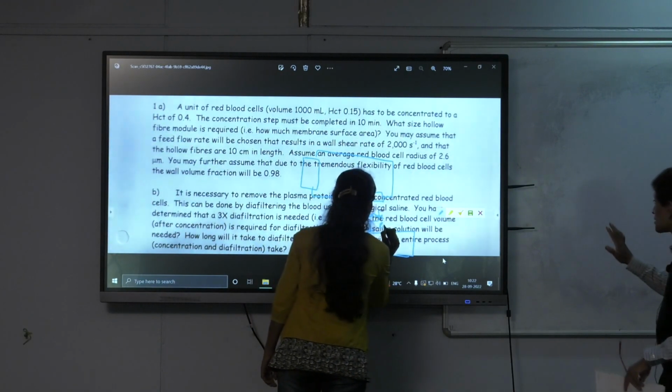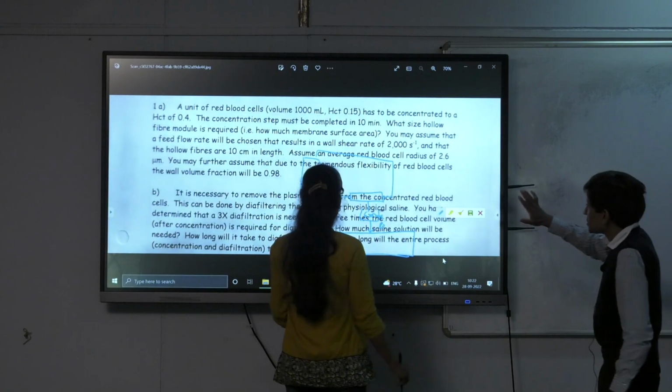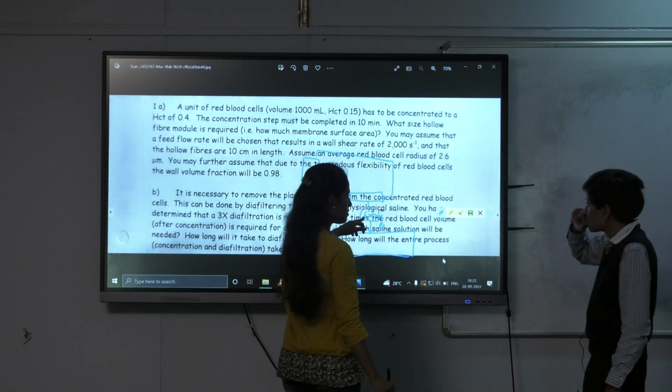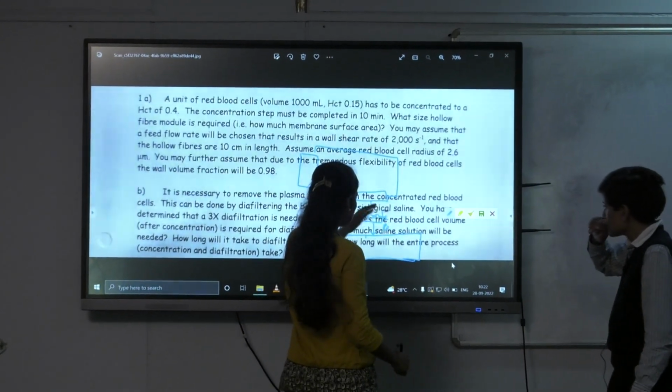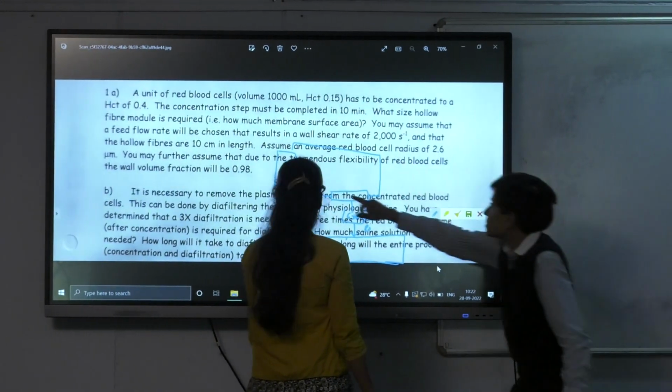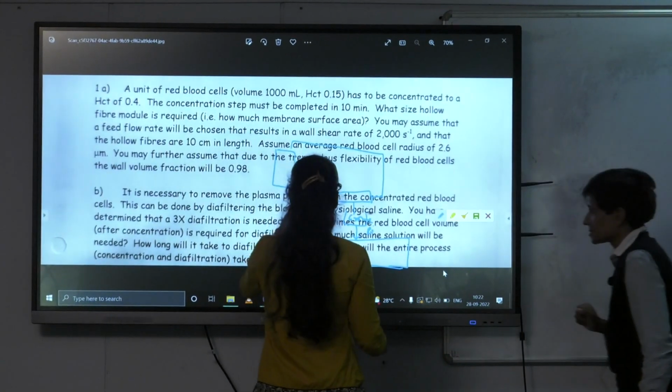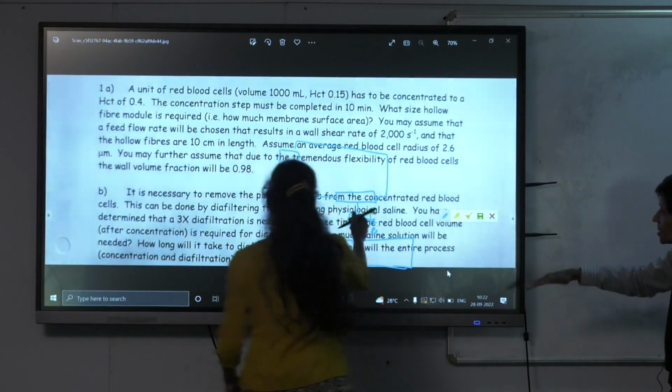So hang on a second, hang on. I have a question. So what are you trying to do here? So you got the permeate, okay? Yeah. So from that concentrated red blood cells, I'm trying to. The concentrated red blood cells are here. Here. Yes. Remember? Because you're removing the permeate. Yeah.